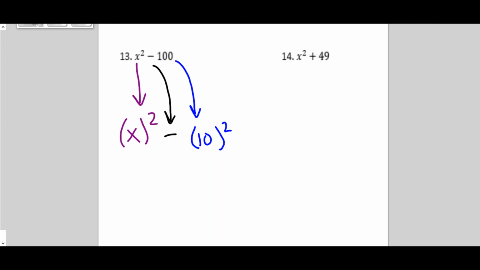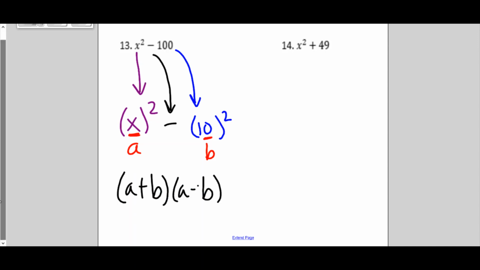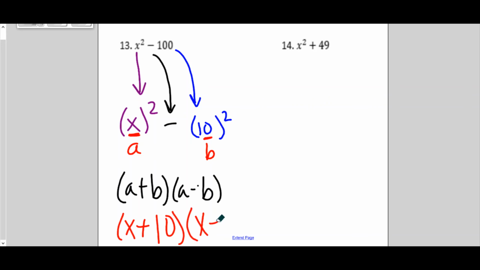So why did I do this? Well, I did this because this lets me identify, here is my a and here is my b. So x squared gets me x squared and 10 squared gets me 100. So this is going to factor as a plus b times a minus b. So I'm going to fill in my a is x. I'm going to do x plus, my b is 10, times x minus 10. So this is my answer. So I have one of each sign.